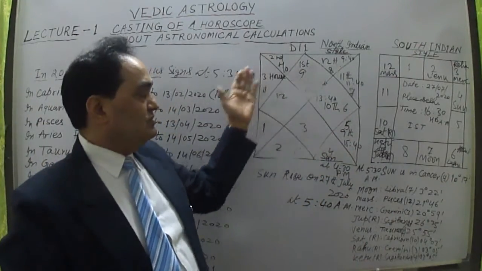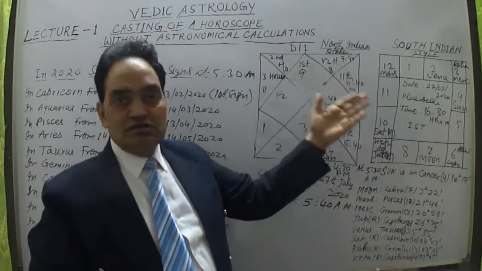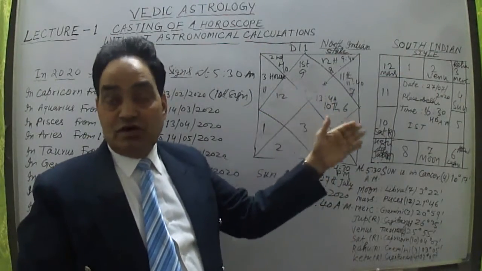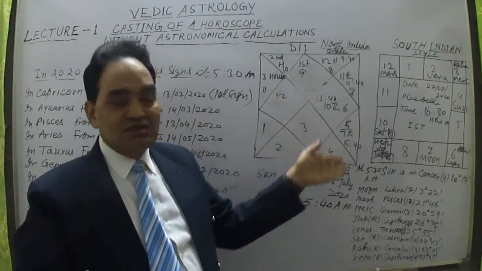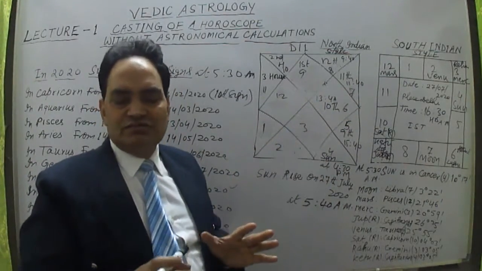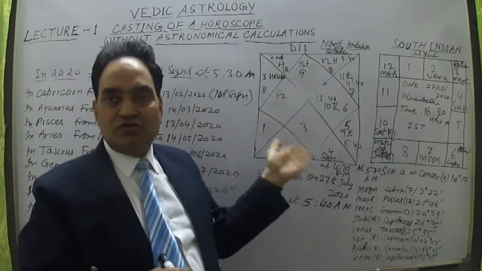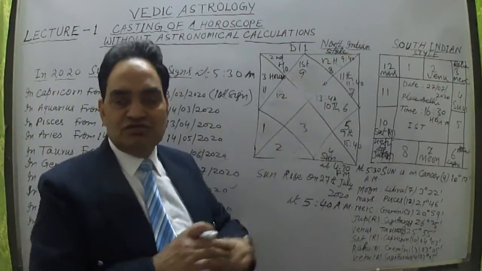Signs are also increasing in an anti-clockwise direction in North and East time. And there houses are increasing in a clockwise direction. Houses increasing in a clockwise direction. Signs are also increasing in a clockwise direction. This is the only difference. I mean, here anti-clockwise direction, there clockwise direction, South and East time.